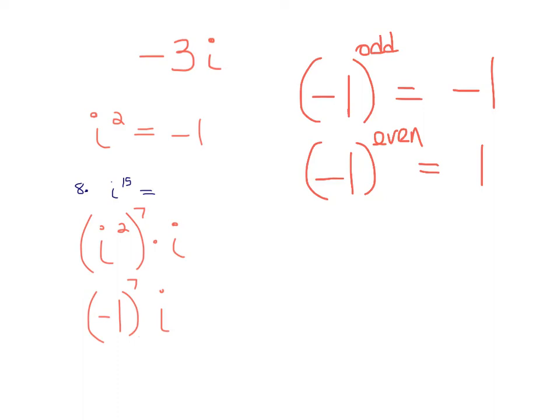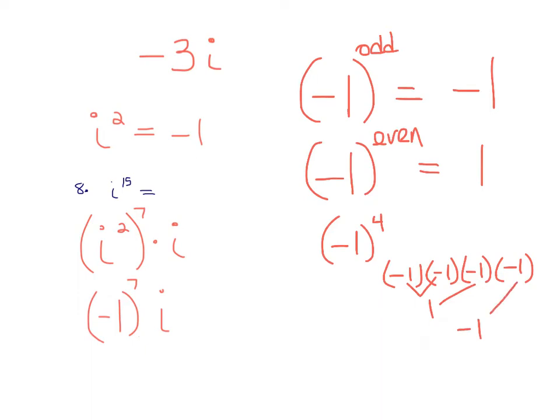For example, if you had -1 to the 4th power, that means -1 times -1 times -1 times -1. If you take them just two at a time, this gives you +1, but then when you do it with this one, it turns negative, and then when you finally do it with this one, it turns positive. So if the exponent is even, 2, 4, 6, 8, 10, your answer is 1. But if it's odd, it's -1.